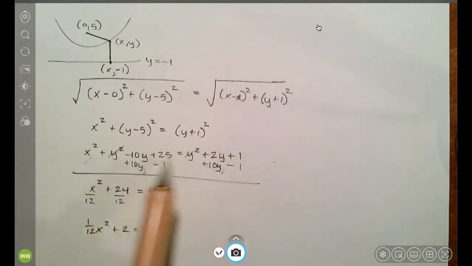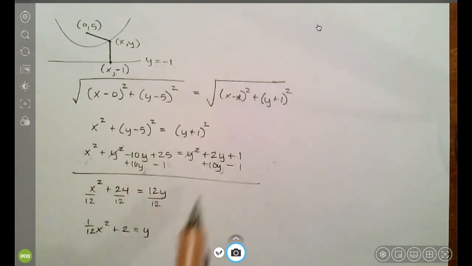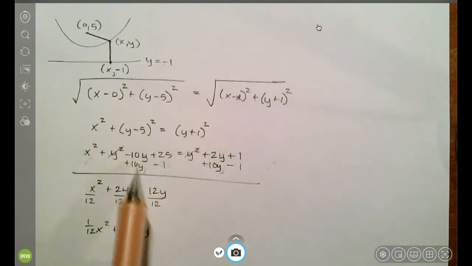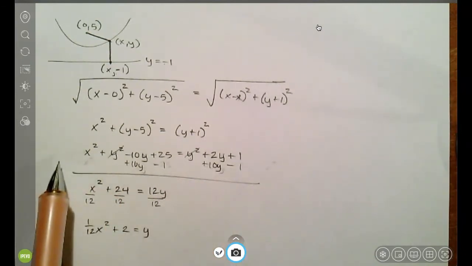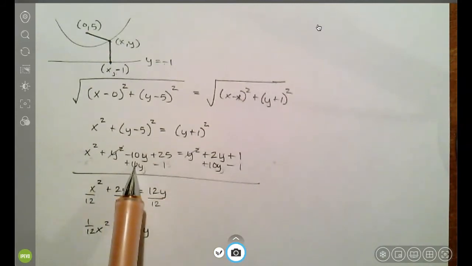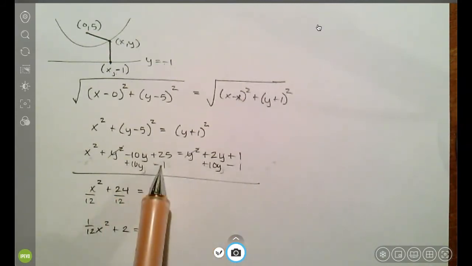And then the y squareds conveniently cancel out. And then I'm going to combine all, it's easier to just move the y's over here and the non-y's over there. So that's what I did. I'm going to add the 10y to both sides here and subtract 1 from both sides here.